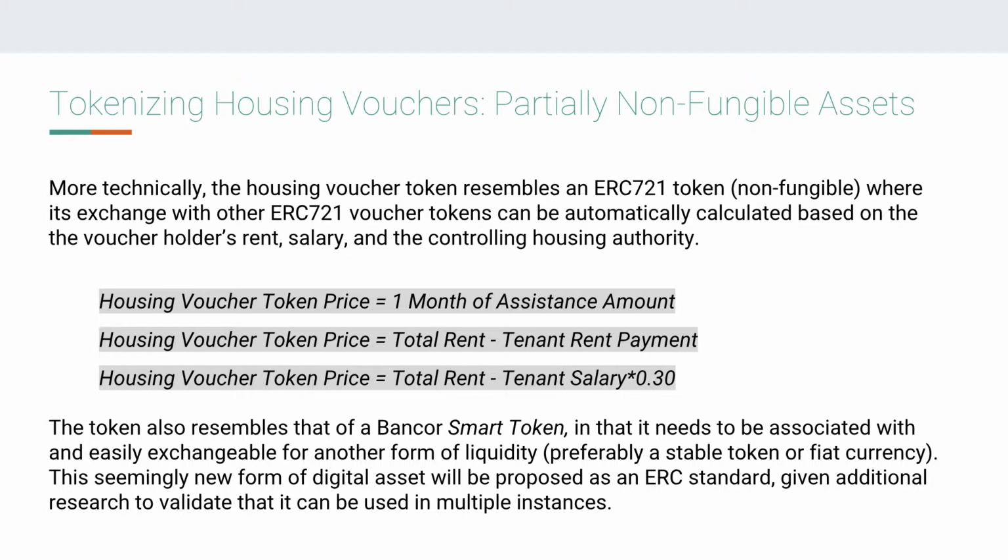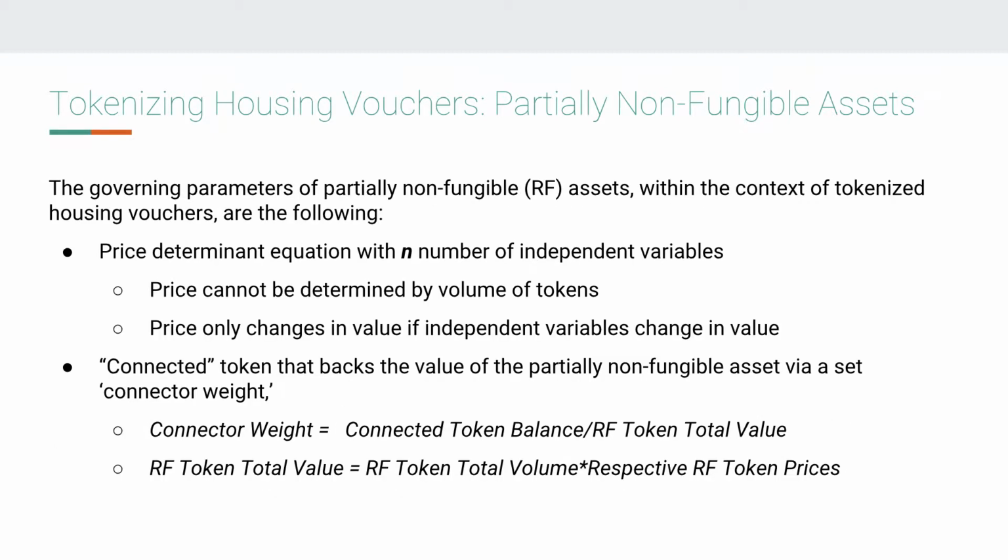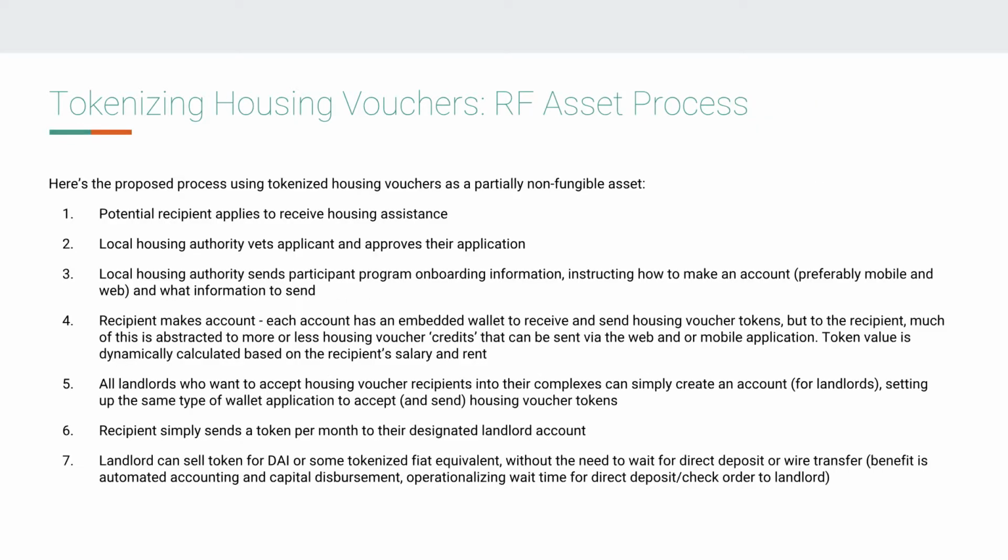The thing is that bank or smart tokens are ERC 20s. They're not ERC 721s, and this would need to be an ERC 721 connected to an ERC 20. So there's a bit of novelty in that, in terms of what exists out there. And there are some governing aspects as well in terms of partially non-fungible or refungible assets in terms of connectors. So we won't get too much into this. This is the more technical side of how this could work.